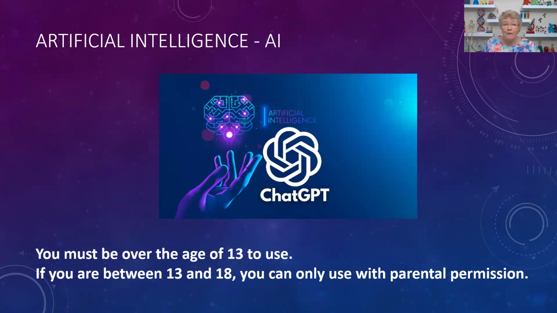Now, you have to be over the age of 13 in order to use it. If you're under 13, you can't use it at all, even with parental permission. That's their rule, not ours. If you're between 13 and 18, you can only use it with your parents' permission. Now, ChatGPT and all the AI programs are pretty new. They've only really been around for about 1.5 years. Think of it like having an expert in every subject sitting right beside you. That expert can help you with everything, any question that you might ask.